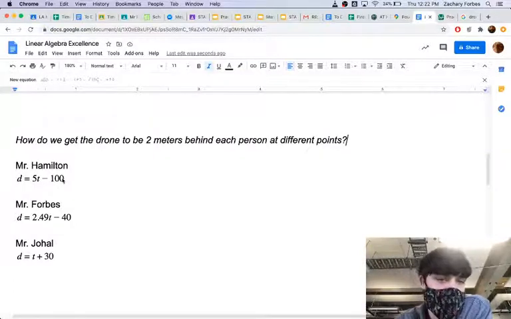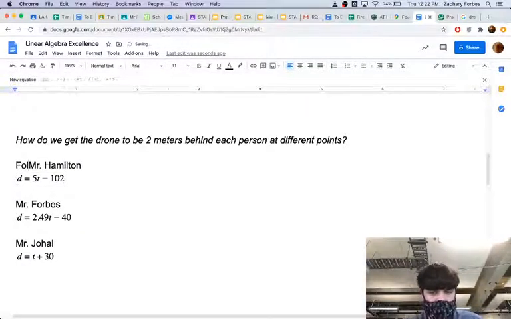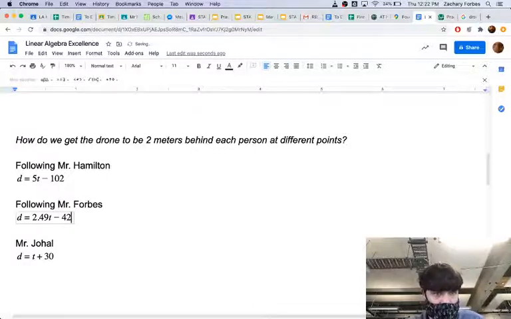So how do we get the drone to be 2 meters behind? So all we need to do there is minus 2. But the thing is, what's negative 100 minus 2? That's negative 102. So I'm going to change this to following Mr. Hamilton, and that's the new formula for following him. Then we're going to make one for following Mr. Forbes. All we do is make that minus 42.